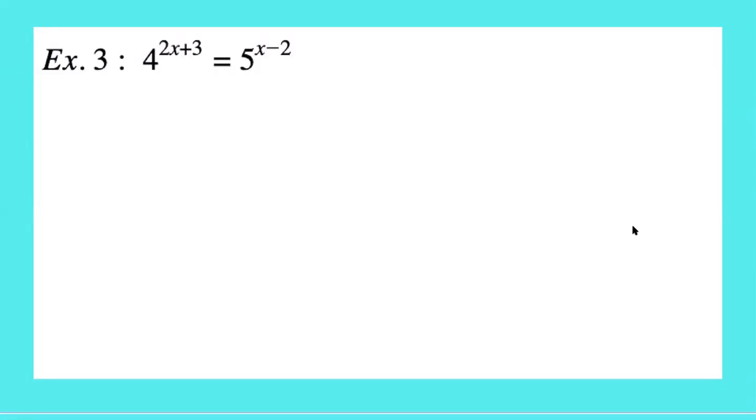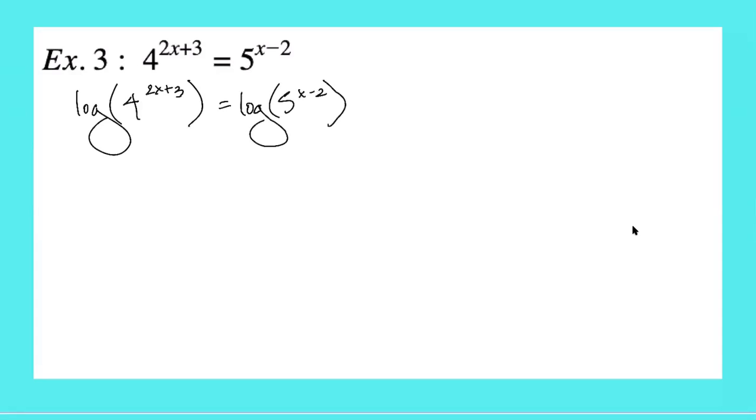So here's what we're going to do. If we have things that are unknown, we can get them out of the exponent by logging the sides. And when we're solving equations, whatever we do to one side, we have to do to the other. So let's go ahead and log both sides. So log of 4 to the 2x plus 3 equals log of 5 to the x minus 2. Okay, so all I did was log both sides.